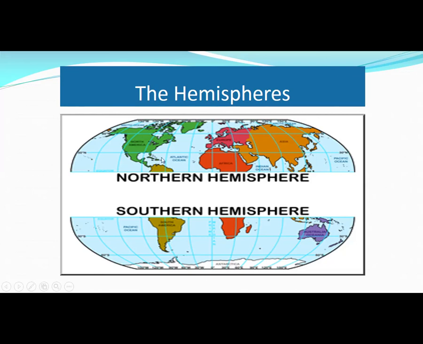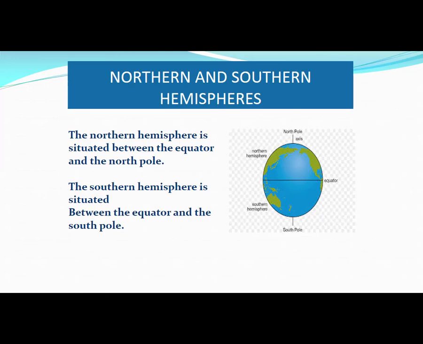You can see the grid very clearly, this check, so many lines over the globe. So we can locate the exact location of any place. We will learn about it in the second lesson. Northern and southern hemisphere.